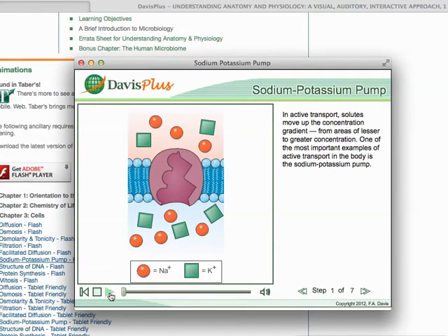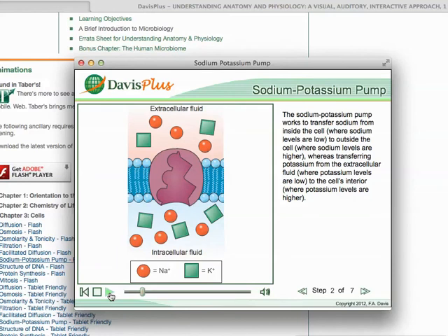In active transport, solutes move up the concentration gradient, from areas of lesser to greater concentration. One of the most important examples of active transport in the body is the sodium-potassium pump. The sodium-potassium pump works to transfer sodium from inside the cell, where sodium levels are low, to outside the cell, where sodium levels are higher, whereas transferring potassium from the extracellular fluid, where potassium levels are low, to the cell's interior, where potassium levels are higher.